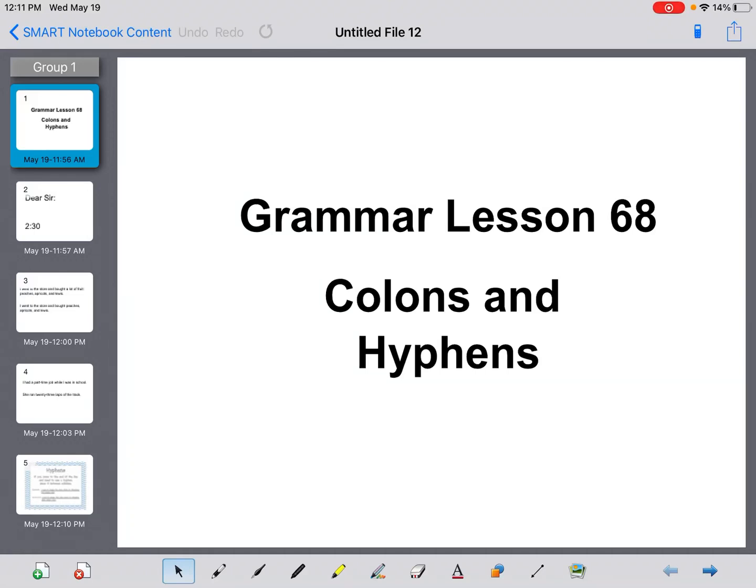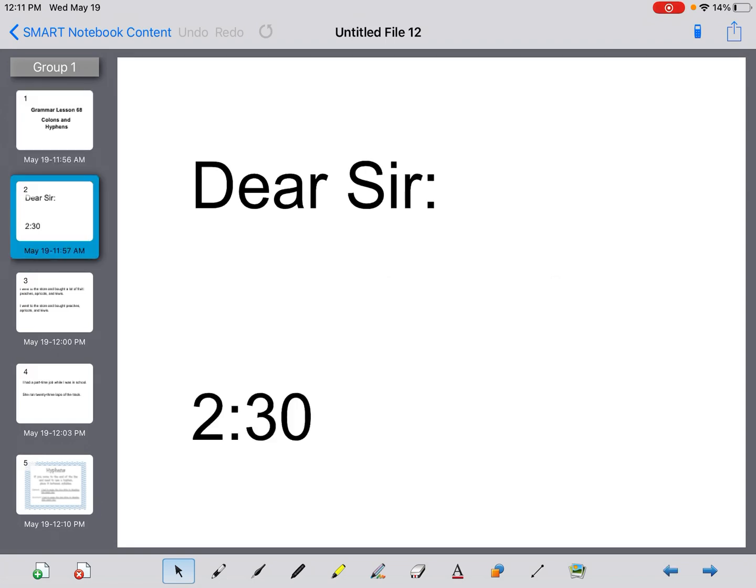Grammar lesson 68, colons and hyphens. So we've come to the last lesson in this grammar unit. Just a couple things to learn yet before we have a quiz. And we're going to focus today on colons and hyphens.